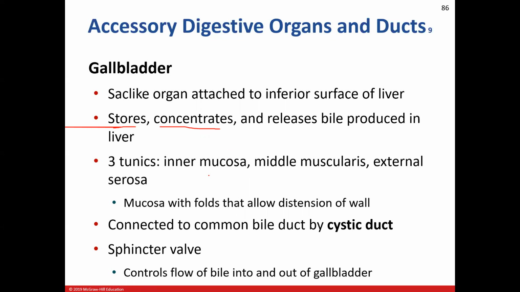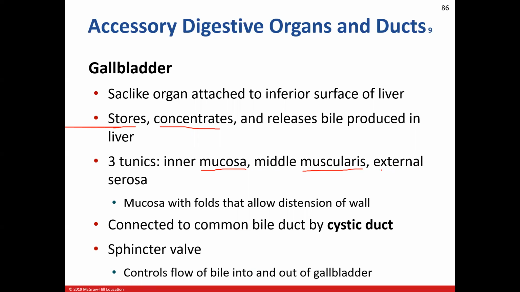It also will have 3 layers. We call those tunics, as you know, and we're used to seeing 4 throughout the GI tract, but again, this is an accessory organ, so it only has 3 layers, 3 tunics. Of course, it's going to have the inner mucosa with its epithelial tissue, and then its middle layer, the muscularis, a muscle layer, so that when it contracts and relaxes and creates that pumping action, it will expel bile from the gallbladder. And then finally, the outer layer, the serosa there.